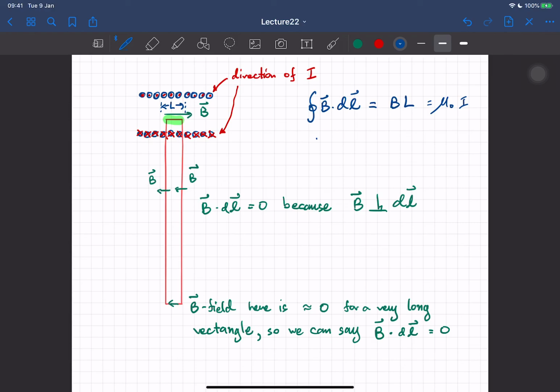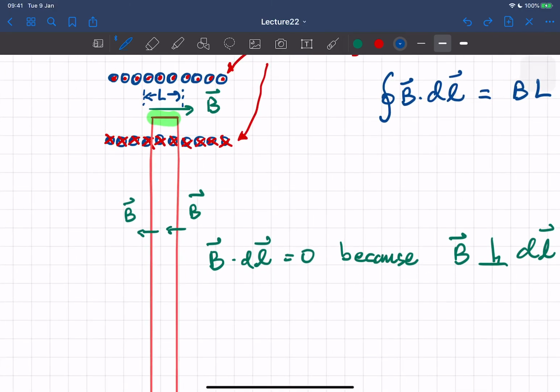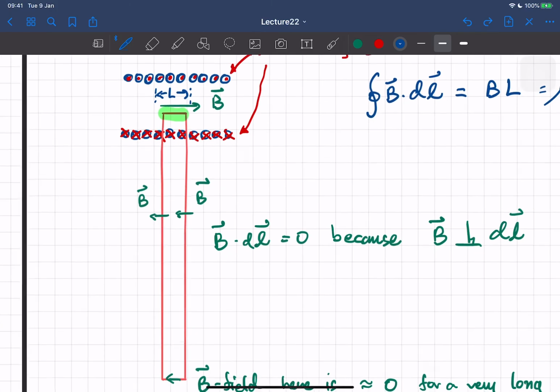So then we say that the magnetic field is mu 0 times I. Oh, sorry, I need to say something here. Well, what is this I? This is the current going through the loop, which is this area here, right? So you need to count how much current is going through this loop, this path. And the amount of current going through depends on how many wires go through this area, right?